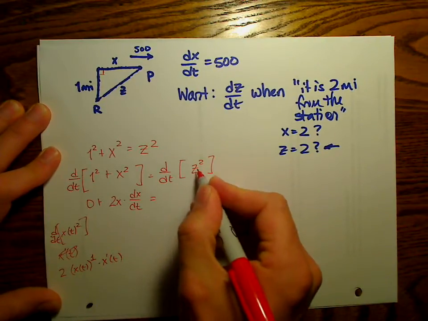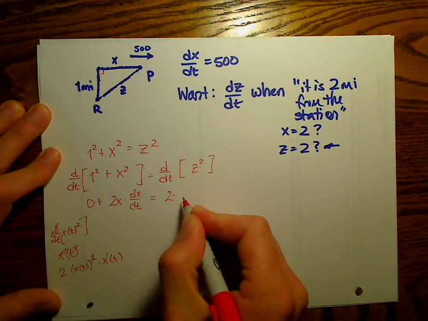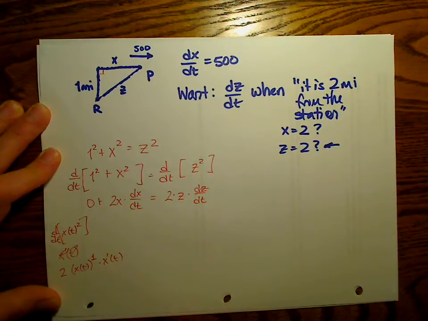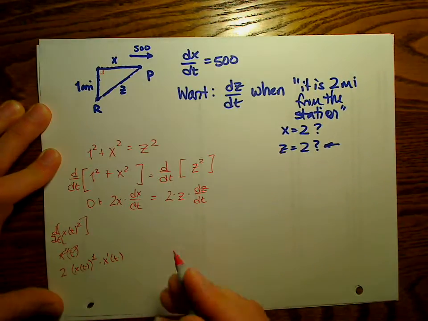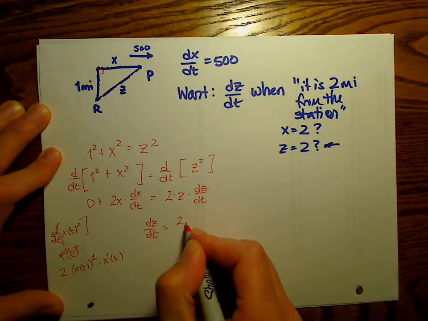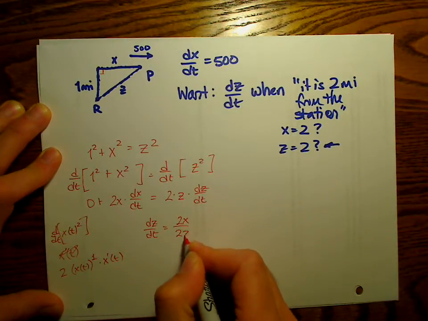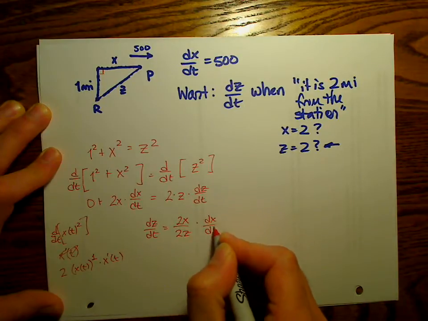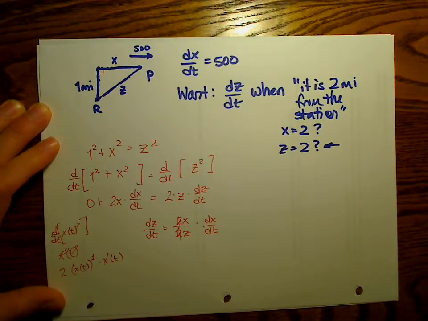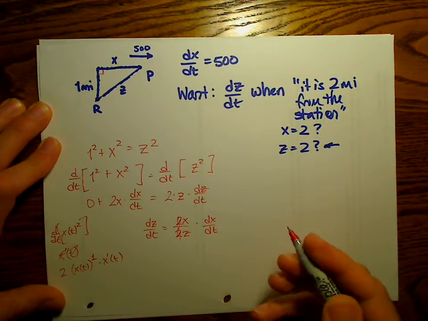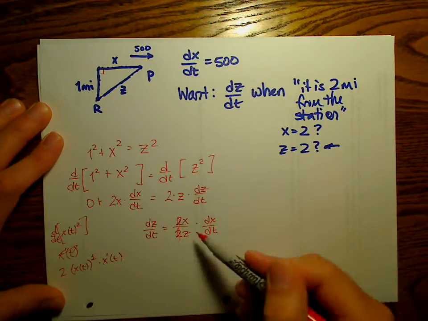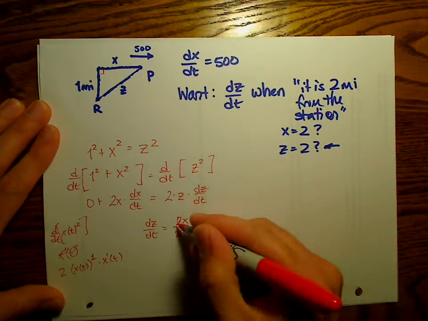Anyway, moving on. Derivative of this z squared is again 2 times z times dz dt for the exact same reasons. They want dz dt, so I'm going to go ahead and solve for that. So dz dt is 2x over 2z times dx dt. Those 2's divide to 1. And now I can actually worry about substituting. You can sometimes substitute back here, but since there's two different things I wanted to substitute, I thought I would get all the way down to this point here.